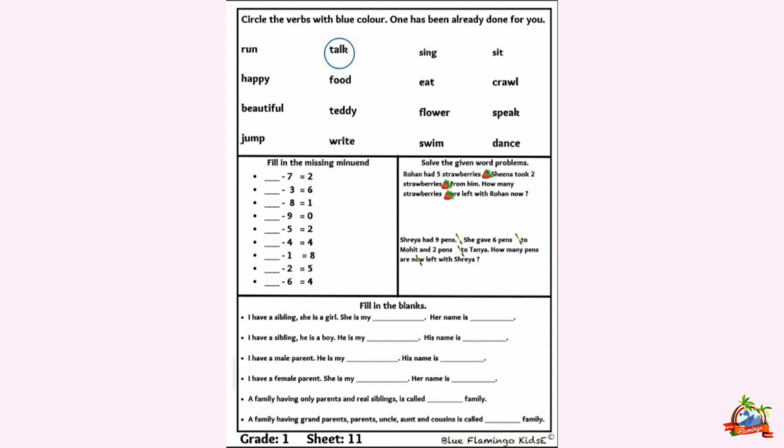And after that, second question. I have a sibling. He is a boy. He is my dash. His name is dash. Again, here it is given: I have a sibling. He is a boy. He is my brother. His name is... what is his name? Here you will write your brother's name. You will write the sister's name, and the brother's name.